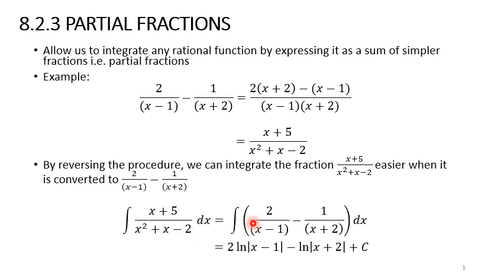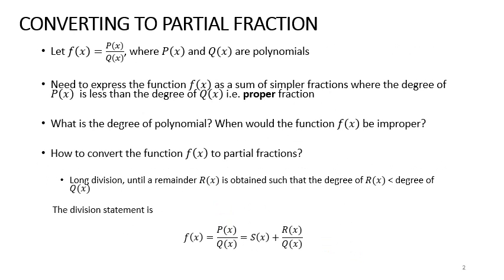Okay, just shown in this example here. x plus 5 over x squared plus x minus 2, which is this one. So this one is actually equal to the one here. Then you can integrate them separately, and it's much easier that way. So in order to do that, we need to know how to convert to partial fractions.